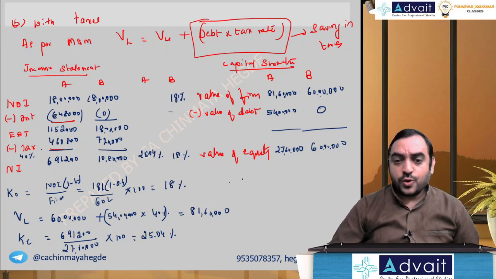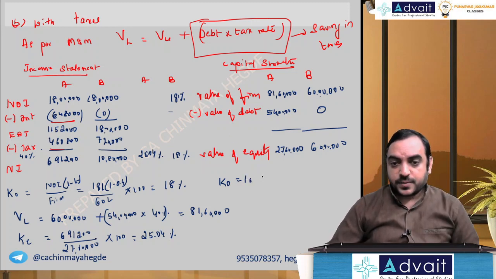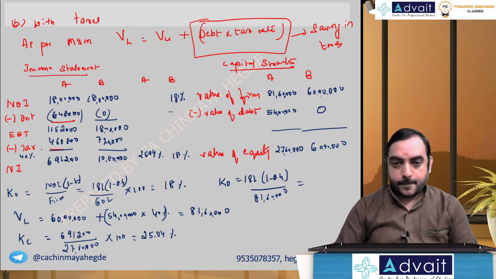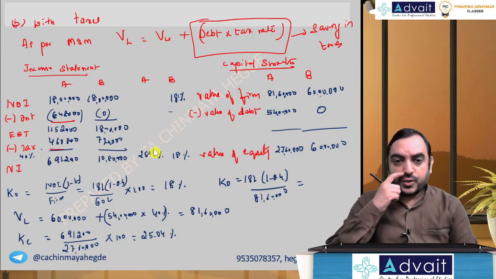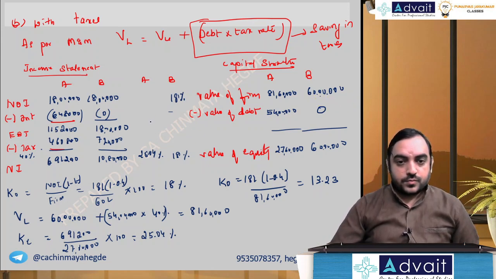Overall cost of capital KO, same formula. What should I do? EBIT into 1 minus T. EBIT is 18 lakh into 1 minus T, 0.4, divided by overall value of the firm. This is 81 lakh 60,000, into 100 to express in percentage. 13.235, 13.23. So overall cost of capital KO 13.23.